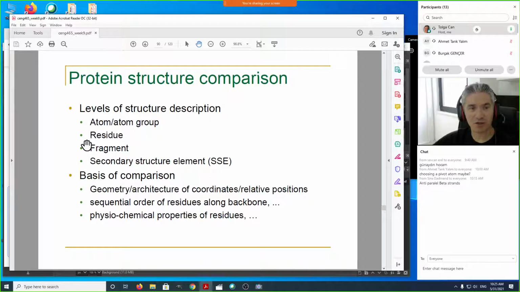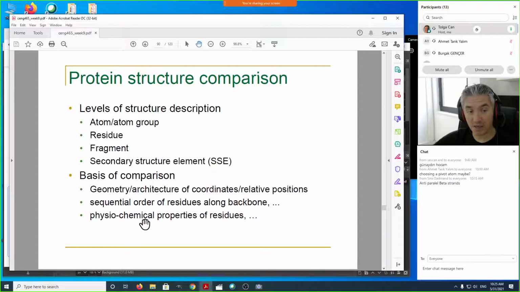We may do the structure comparison at the atom level, at the fragment level, or at the secondary structure element level. A fragment is like sliding a window of size 8 amino acids. Those are my fragments, 8 amino acid fragments, and I can do my alignment at that level. I can represent the entire secondary structures as vectors. And when we are doing the comparison, sometimes we maintain the sequential order of residues or not.